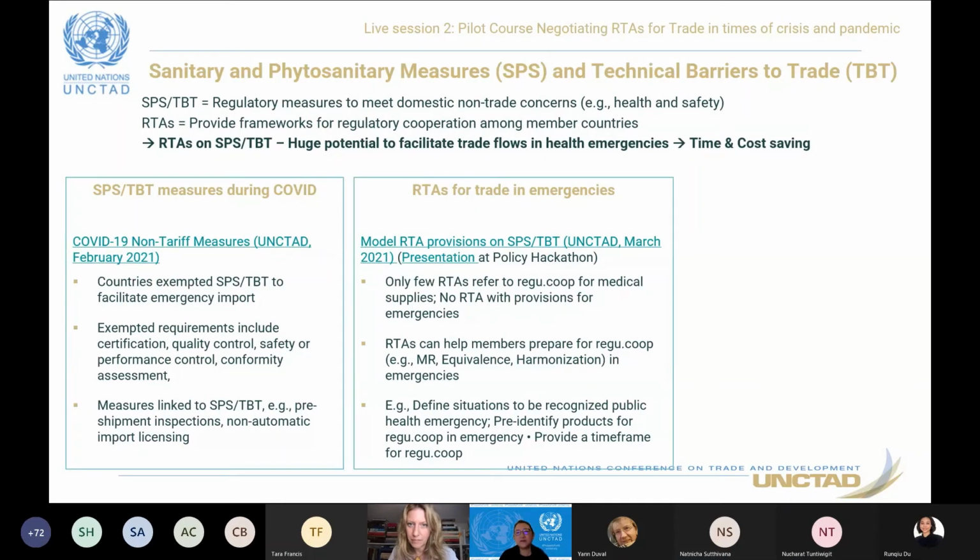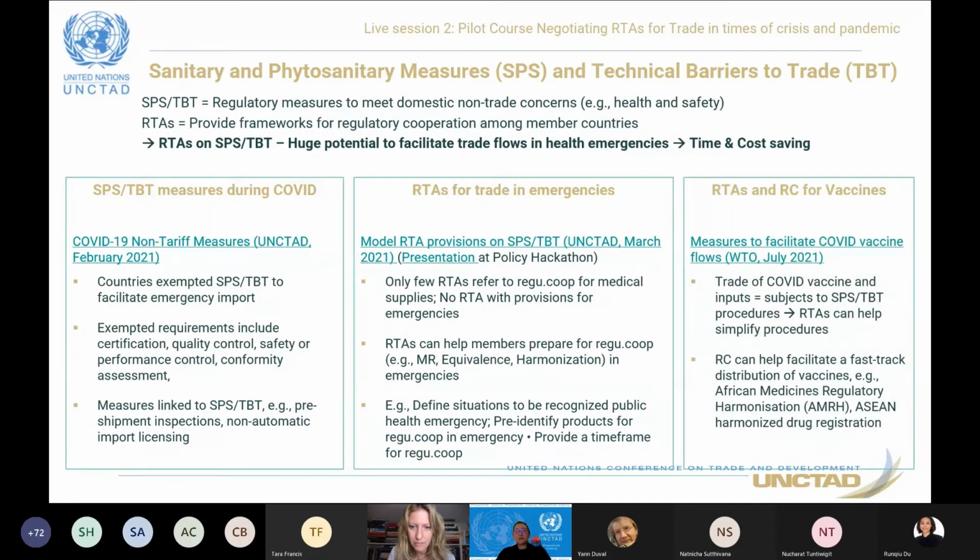And why is it useful? Because by being prepared, as I mentioned, you can reduce the time required for the emergency imports and exports of the products, and through reducing the complication, you can reduce the cost of trade. So I think you will find this in-depth study on model RTA provisions on SPS and TBT quite useful. The next slide, please.